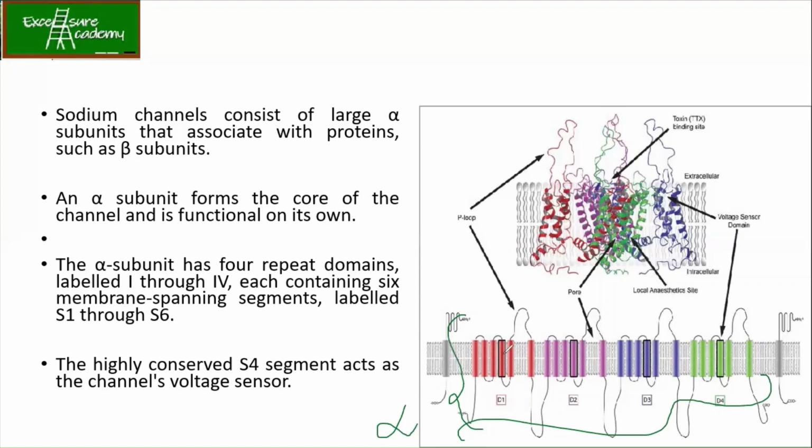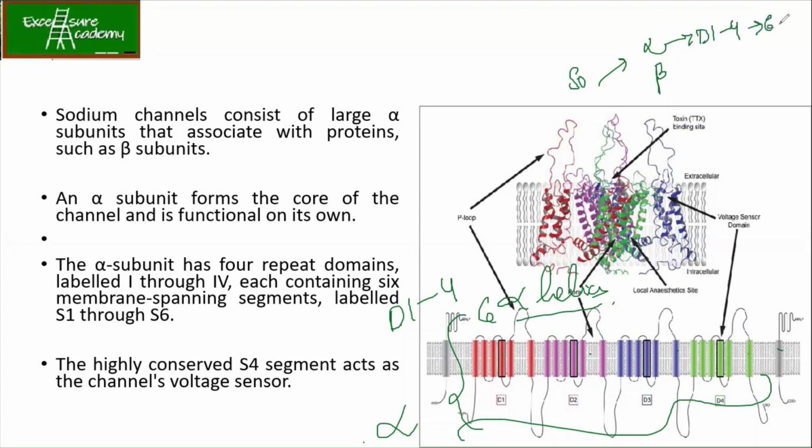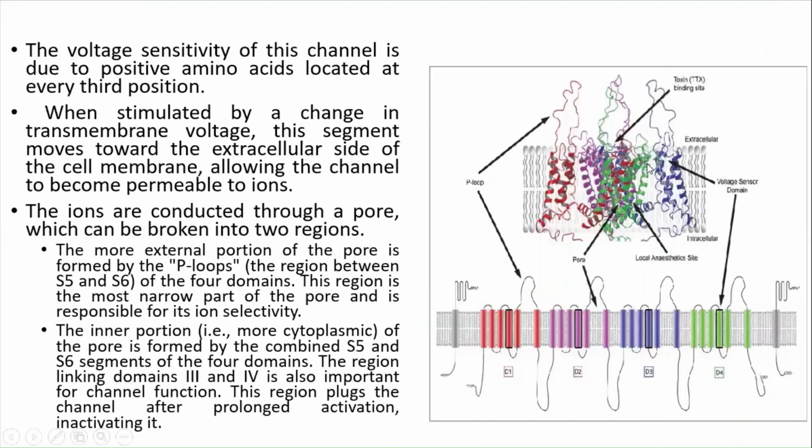It has 4 domains, 1 to 4. Each domain has 6 alpha helices. This alpha and that alpha are different, there should be no confusion. So your sodium channel is made up of alpha subunit and beta subunit. This alpha subunit is made up of domain 1 to 4. Each domain is made up of 6 alpha helices. Is this much clear? Yes, ma'am. Okay.